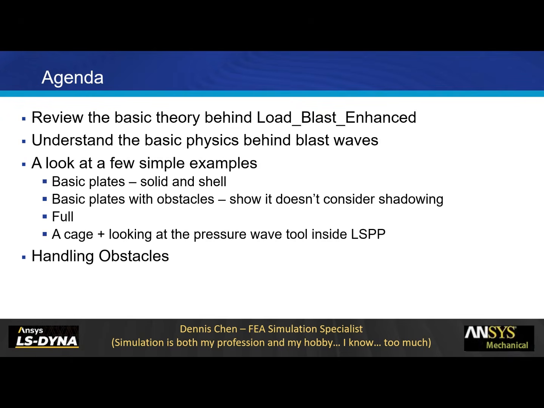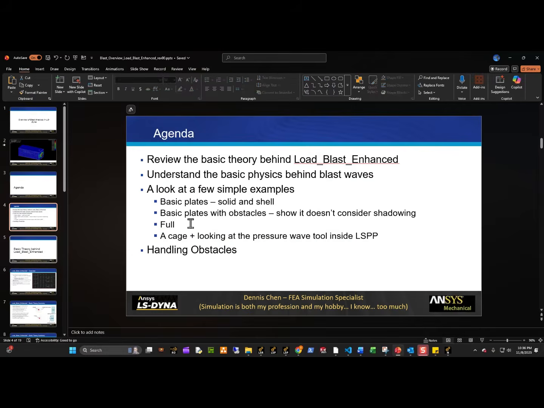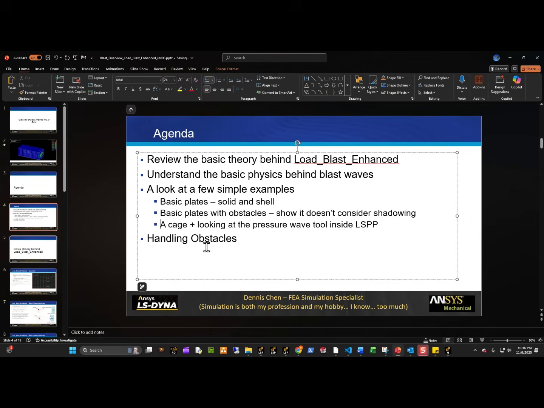The agenda today is that we're going to look at the basic theory and setup behind this card. We're also going to look at how the physics behind a blast wave actually works, because when we do blast analysis, we have to understand the physics behind what we're trying to model. Then we'll look at a few examples, like a basic plate with a solid and a shell. We'll look at a basic plate example with an obstacle, and then we'll look at a cage as well. Lastly, we'll look at how it handles obstacles, which is basically the second example.